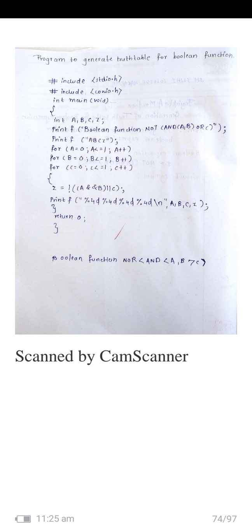Then the programming is: hash include stdio.h, hash include conio.h, integer main, programming starts, opening curly brackets. There are three integers a, b, c and z. Then printf Boolean functions, denote here not and a, b or c. Then printf a, b, c, z. For the conditions: a is equal to 0, a is less than or equal to 1, then a plus plus. The same for loop again: b is equal to 0, b is less than or equal to 1, b plus plus. For c is equal to 0, c is less than or equal to 1, then c plus plus. Then opening curly bracket, z is equal to not, this is the not symbol, a and b or c.